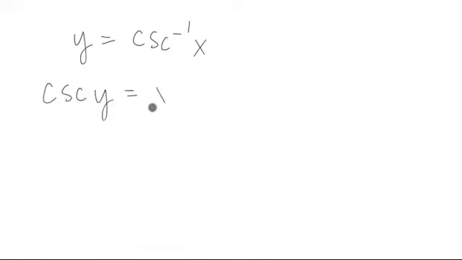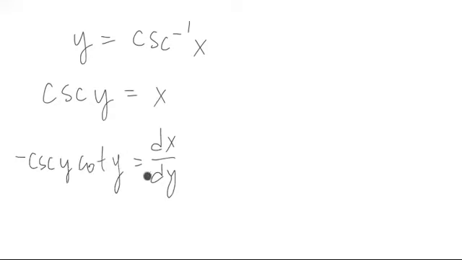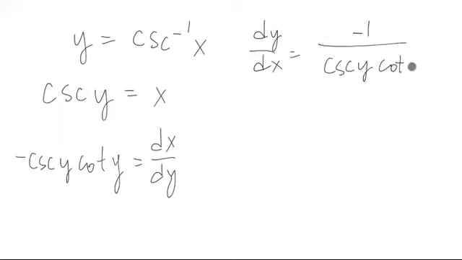Let's get started. So we have y is equal to cosecant inverse of x. Take the cosecant of everything. Take the derivative with respect to y. We get negative cosecant y cotangent y. And then we take a reciprocal. dy/dx is equal to -1 over cosecant y cotangent y.